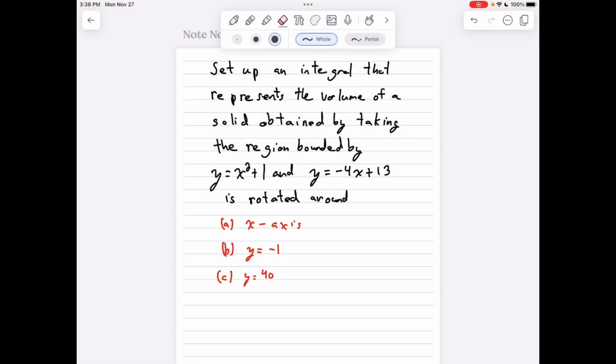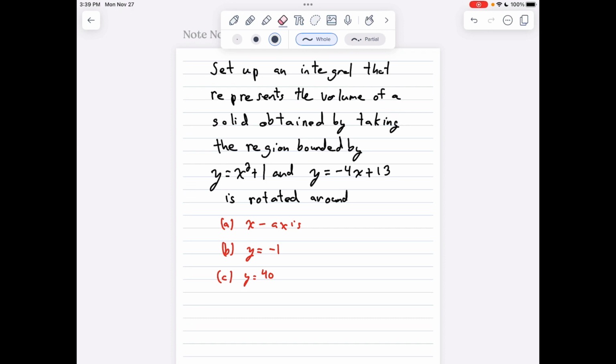All right, hello everyone. So today we're going to be doing a Calc 1 problem where we're going to find the volume using the washer method of a solid that results when you rotate a region around these three axes here. So set up an integral that represents the volume of a solid obtained by taking the region bounded by y equals x squared plus 1, y equals minus 4x plus 13, and is rotated around one of these three axes.